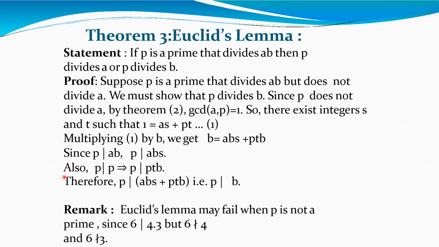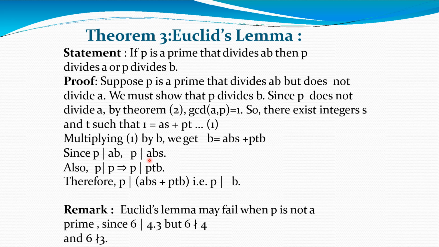Also p divides p because any non-zero integer divides itself. So p divides p implies p divides ptb. Now, whenever a divides b and a divides c, a divides b plus c. So, using this result, we get p divides abs plus ptb. But abs plus ptb is nothing but b. So, finally, we get p divides b. So when p does not divide a, then in that case, p divides b. So this is the proof of Euclid's lemma.